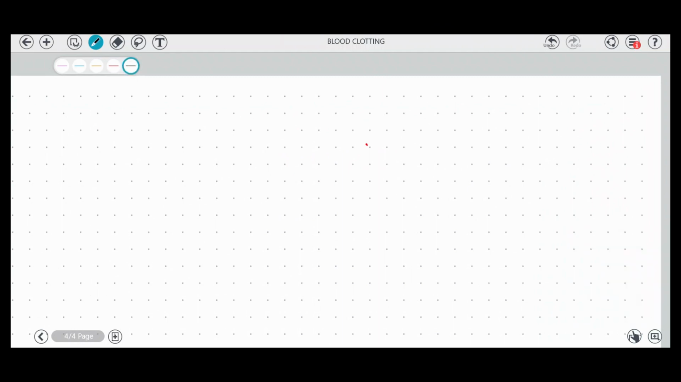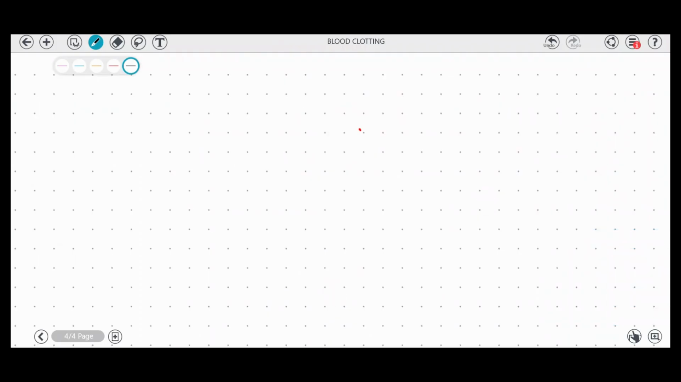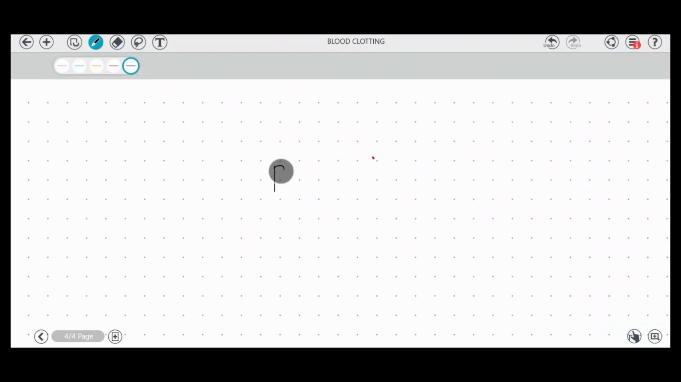Hi guys, so today I'll be explaining to you about the blood clotting process. Under blood clotting, you have to remember some points that may even be questioned as part of an essay. So you have to remember the blood clotting process if you consider it as a whole.